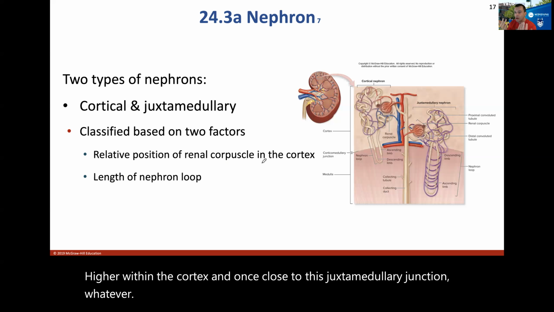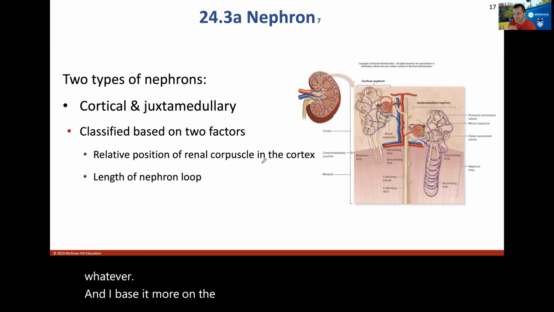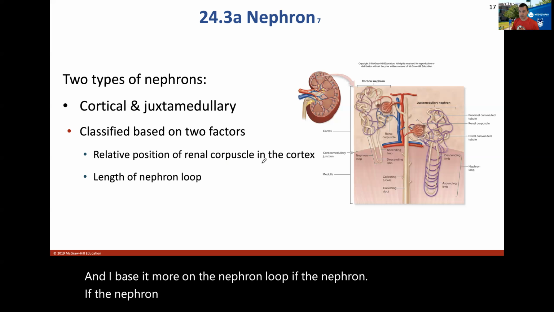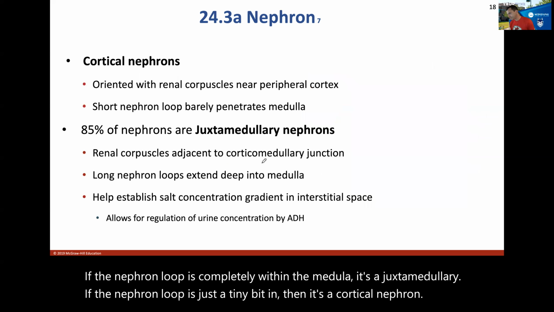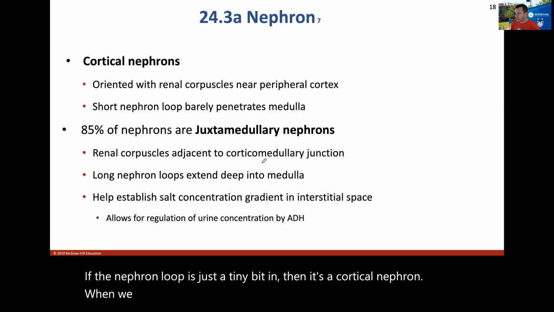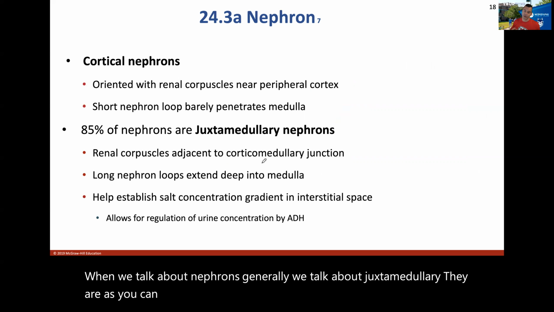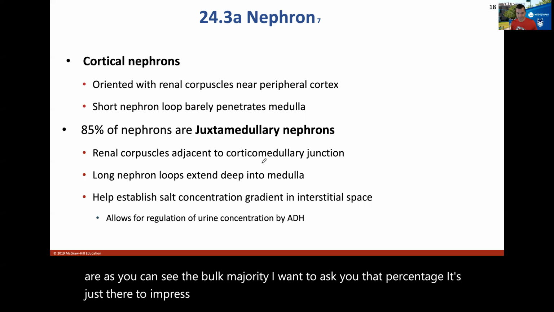Their names are based on, as you can kind of figure, where their renal corpuscle is. One's higher within the cortex, and one's close to this juxtamedullary junction. I base it more on the nephron loop. If the nephron loop is completely within the medulla, it's a juxtamedullary. If the nephron loop is just a tiny bit in, then it's a cortical nephron. When we talk about nephrons, generally we talk about juxtamedullary. They are, as you can see, the bulk majority. I won't ask you that percentage. It's just there to impress upon you that these are the bulk majority.